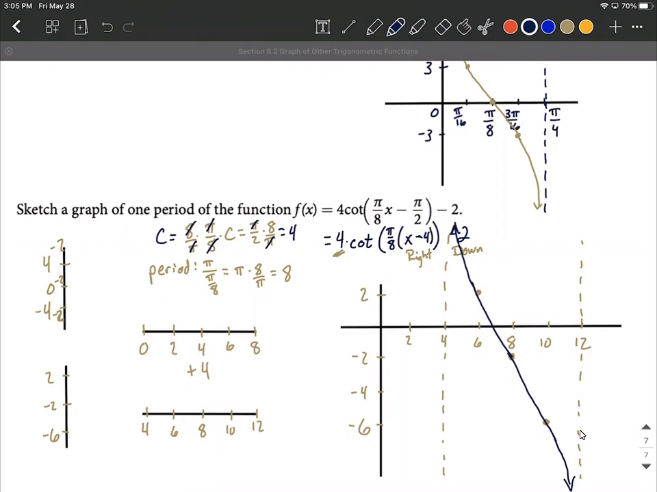So there we have it, a nice graph of this very complicated looking cotangent graph. And we've just graphed it for one period, but I hope this helps as we walk through one step at a time on graphing this. So good luck, take your time, label, label, label.